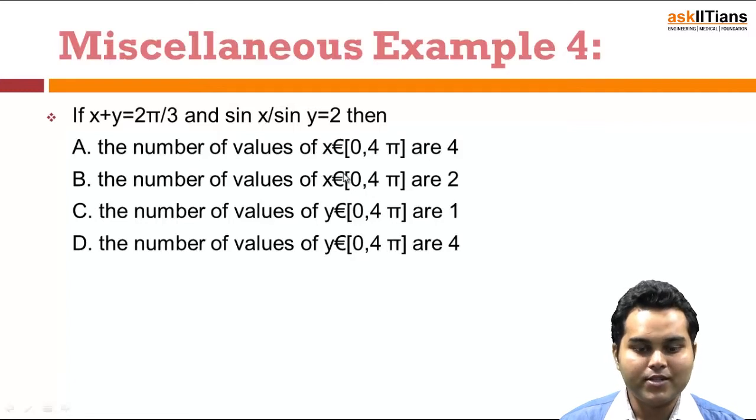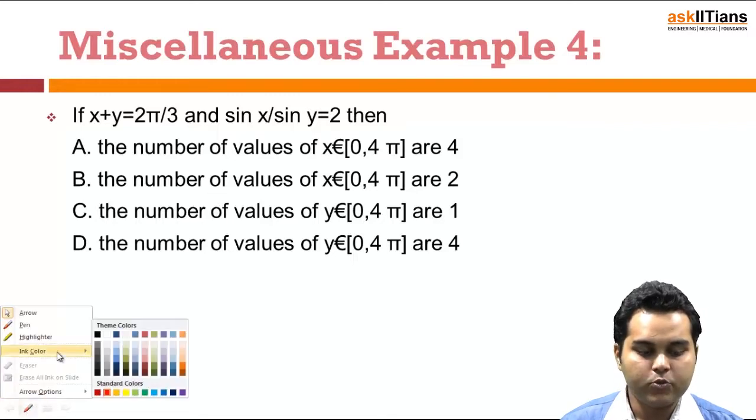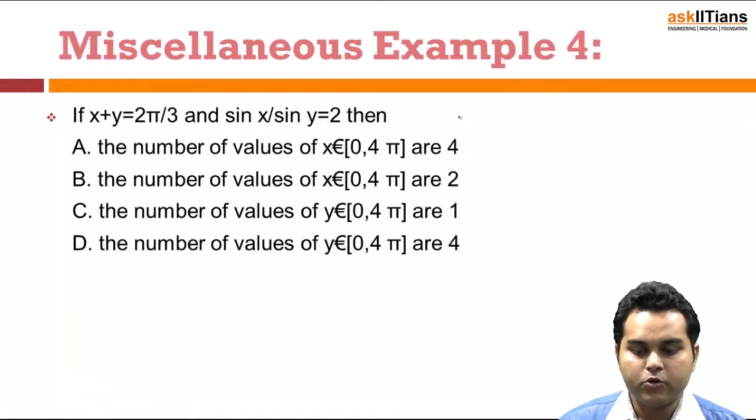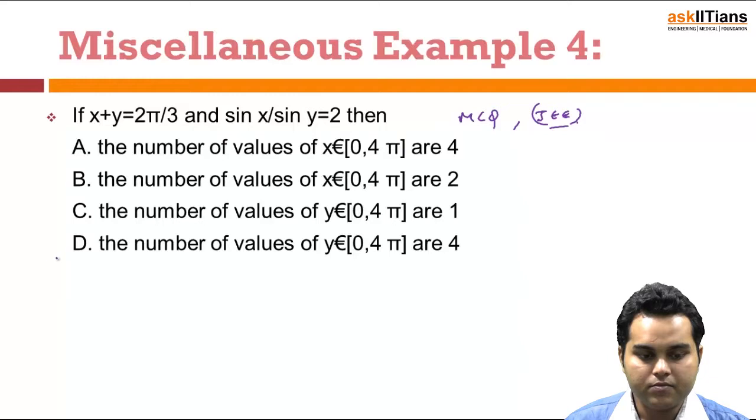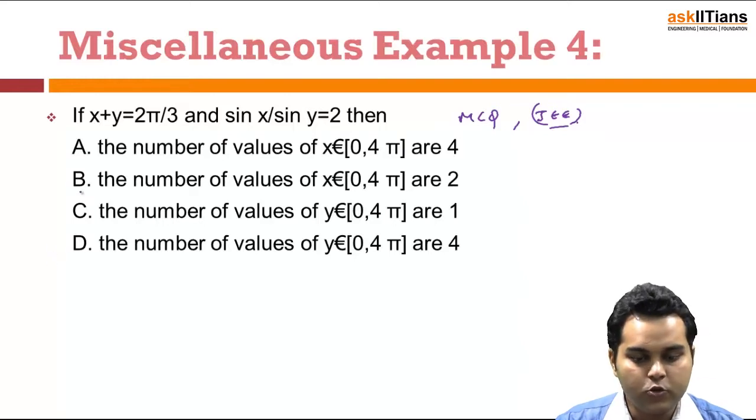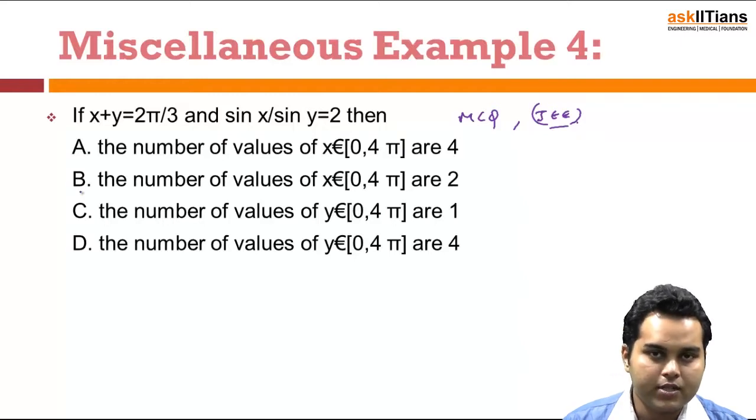So moving on to the next part, the example that we have is x plus y is equal to 2 pi by 3 and sin x over sin y is equal to 2. It's an MCQ question, that is, it can have more than one correct answer. It's from JEE. Let's start with the first equation. In this, let me first explain what we have to do. We are given two equations and we have to find the values of x and y lying in the interval 0 to 4 pi, and find the number of values that would satisfy both the equations simultaneously.